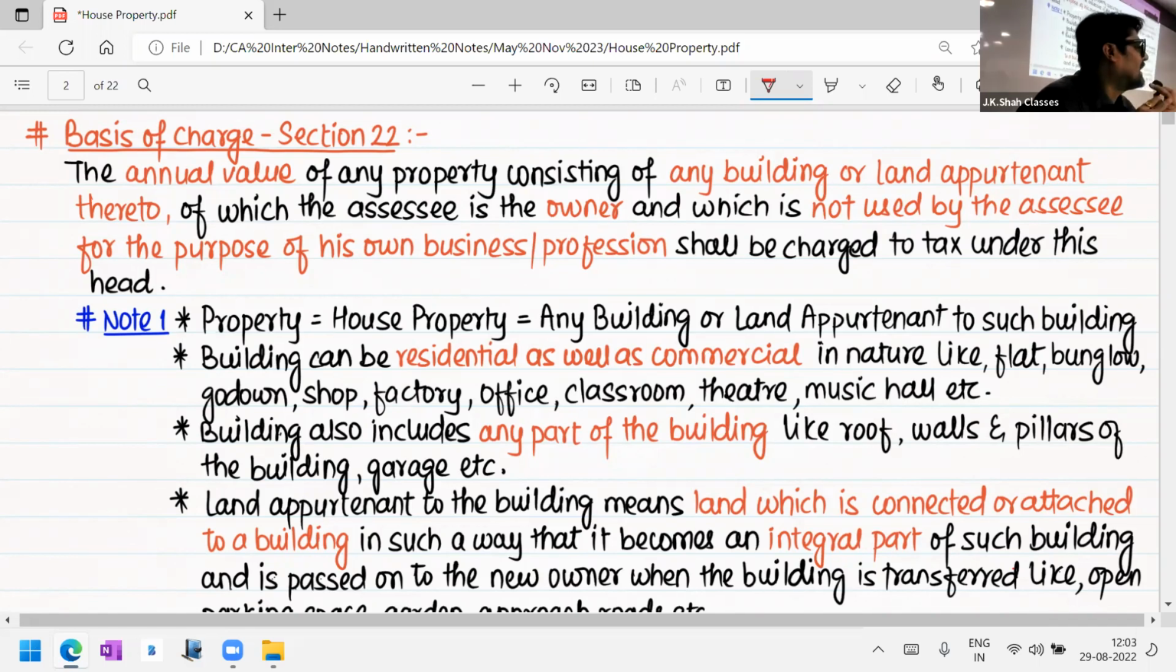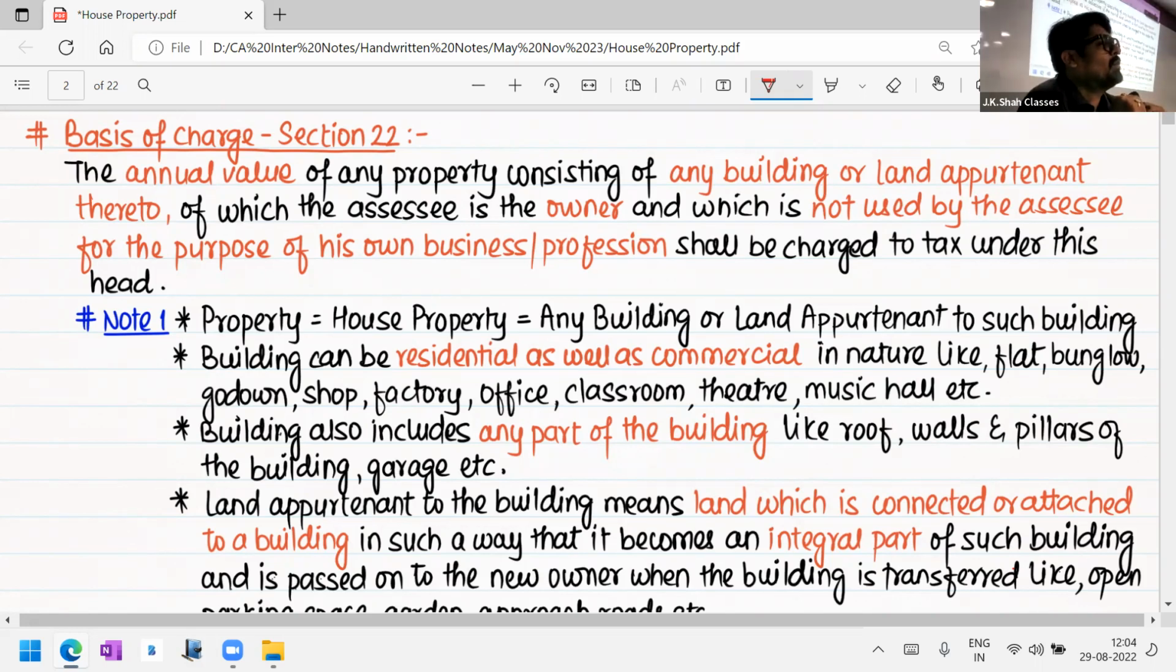Now we need to understand what is the meaning of house property. Then I will tell you what is the meaning of the term owner, and when it will be considered that the property is being used by me for my own business or profession. First we will discuss these three conditions. And once we are comfortable with these three conditions, only then I will tell you how to determine the annual value which is taxable under this head. Understood?